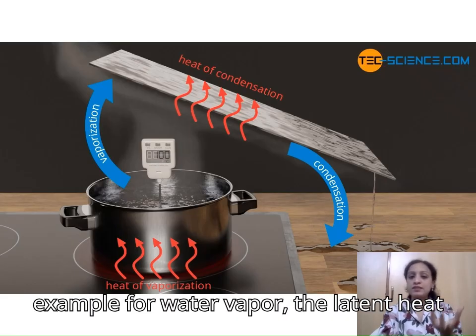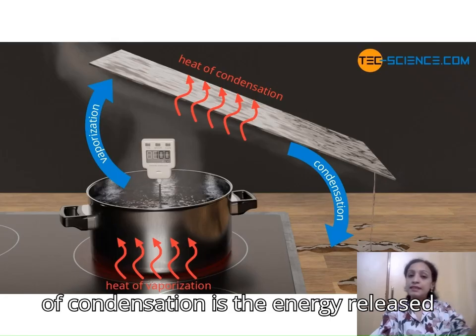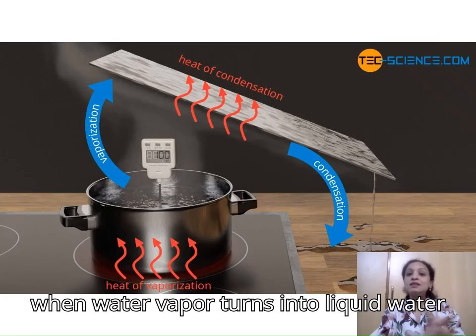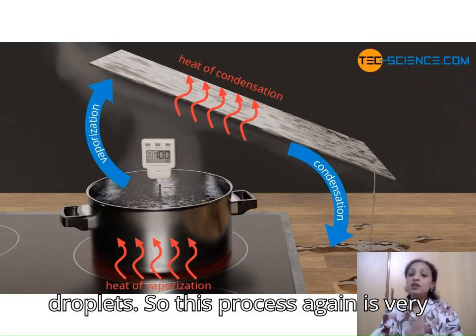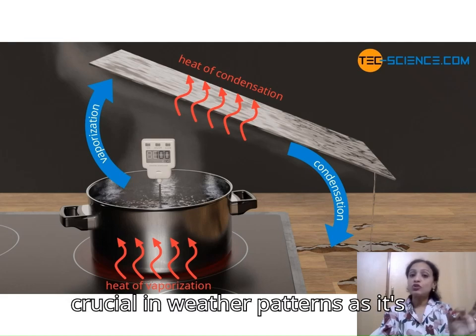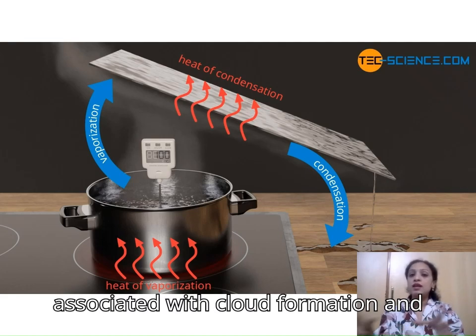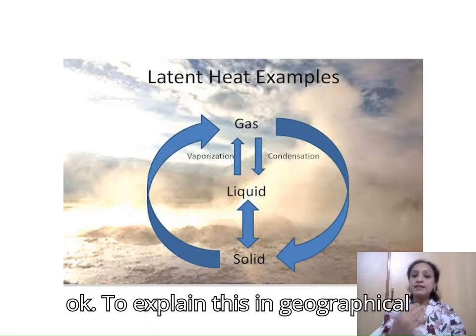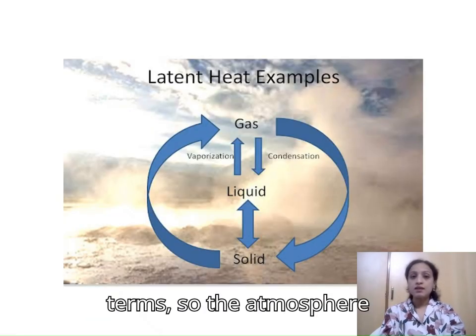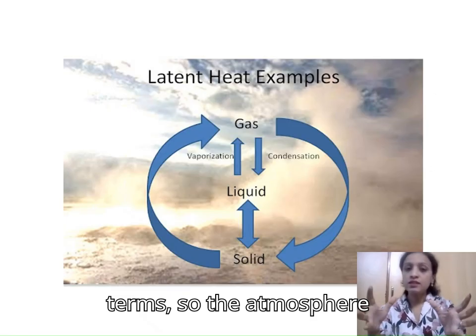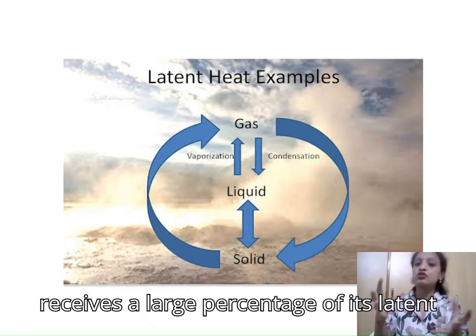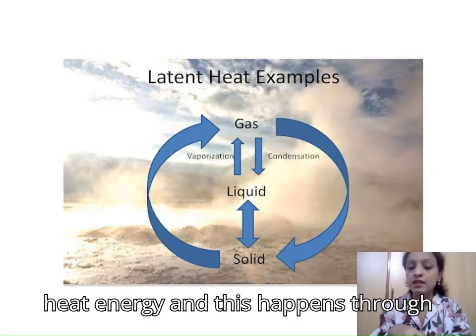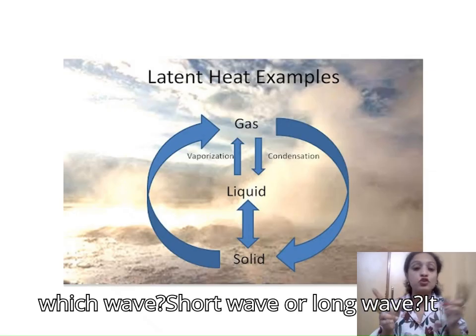Okay, so for example, for water vapor, the latent heat of condensation is the energy released when water vapor turns into liquid water droplets. So this process again is very crucial in weather patterns as it's associated with cloud formation and precipitation. Okay. To explain this in geographical terms, the atmosphere receives a large percentage of its heat energy, and this happens through which wave? Short wave or long wave?